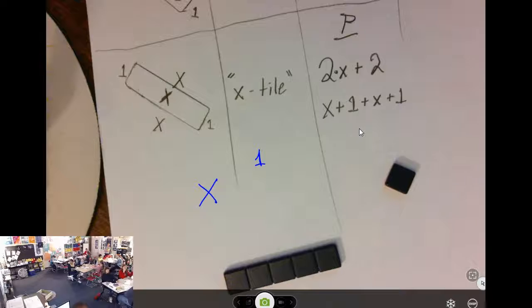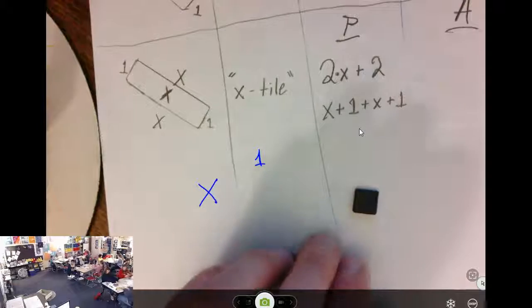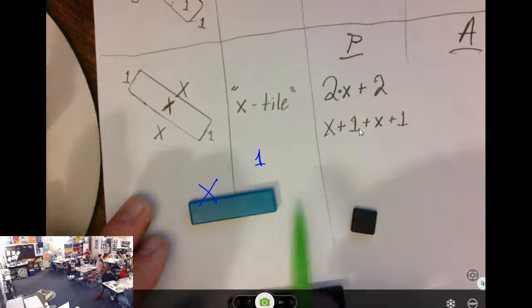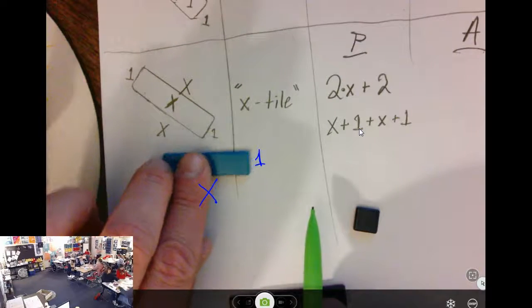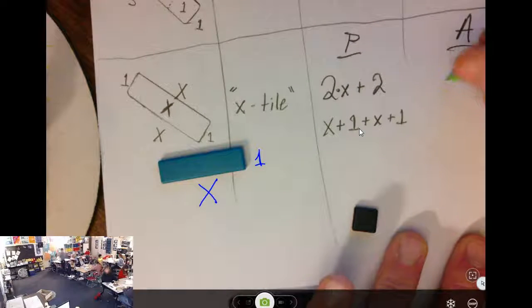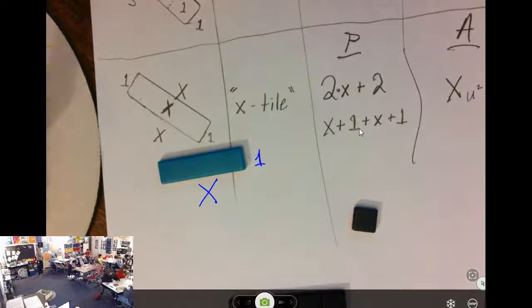Now, our area: what is X times 1? X, right? If I think about length times width, my length is X and my width is 1. That area is X. Now be careful: units squared. Once I know what X is, if somebody tells me it's 8 inches, then I have my units. Maybe it's 2 miles, then I have my units.